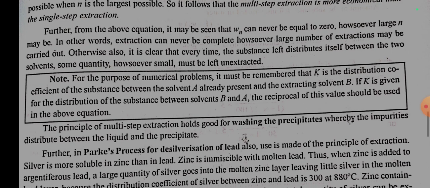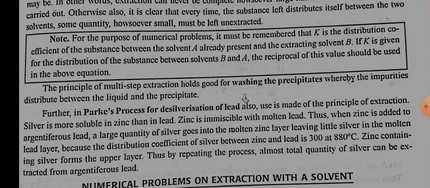Further, from the above solution, it may be seen that Wn can never be equal to 0, howsoever large n may be. In other words, extraction can never be complete, howsoever large the number of extractions carried out. Otherwise also it is clear that every time the substance left distributes itself between the two solvents, some quantity, howsoever small, must be left unextracted.